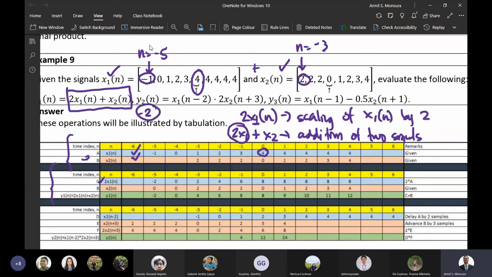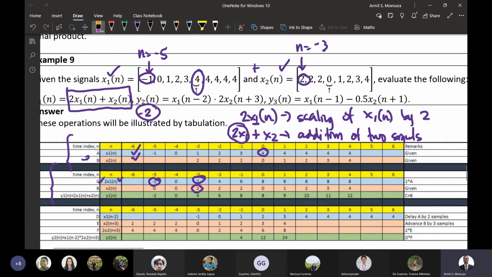Bakit? Kasi yung index nito negative 5. Yung index ni negative 2, negative 5, while yung index ni positive 2 is negative 3. So hindi mo siya ma-add. What you can add is kung ano yung signal value ni 2x1 when n equals negative 3, which in this case, ito. Yan yung pwede mong i-add. Okay? Naintindihan ba?